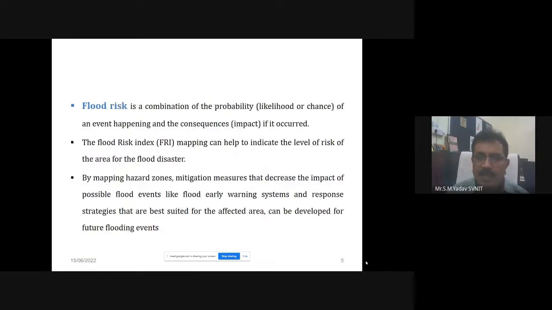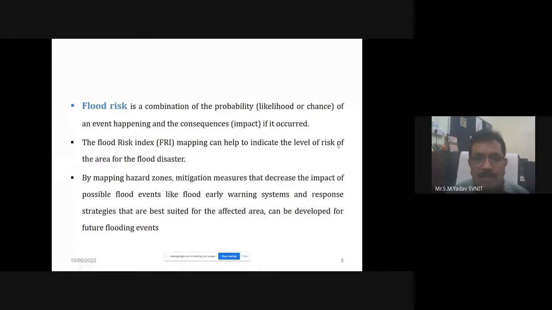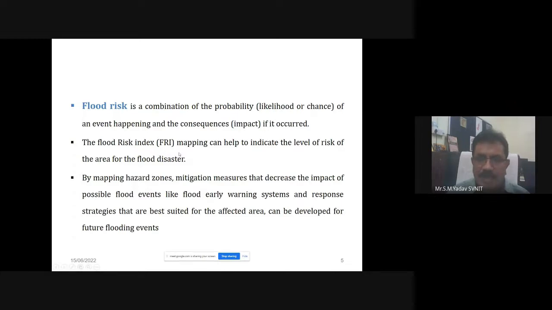While flood risk is a combination of the probability of an event happening and the consequences if it occurred. The flood risk index mapping can help to indicate the level of risk of an area for flood disaster. By mapping hazard zones, mitigation measures that decrease the impact of possible flood events, like flood early warning systems and response strategies best suited for the affected area, can be developed for future flooding events.